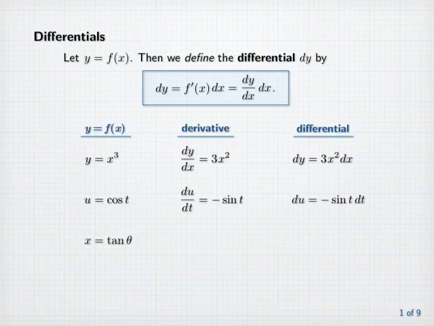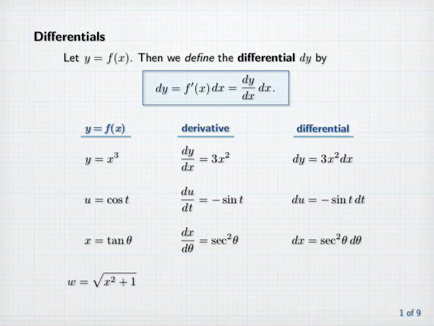If x is equal to tangent theta, then dx/d theta is secant squared theta, and dx is secant squared theta times d theta. If w is the square root of x squared plus 1, then dw/dx is equal to 1 over 2 times the square root of x squared plus 1. By the chain rule, we multiply by the derivative of x squared plus 1, or 2x. Notice that the 2's go away, leaving x over the square root of x squared plus 1. So, the differential dw is equal to x over the square root of x squared plus 1 times dx.